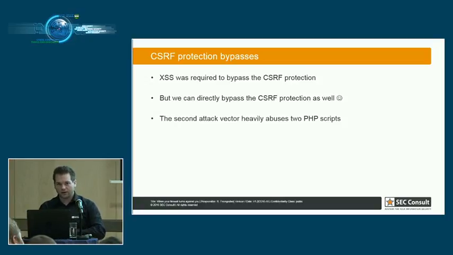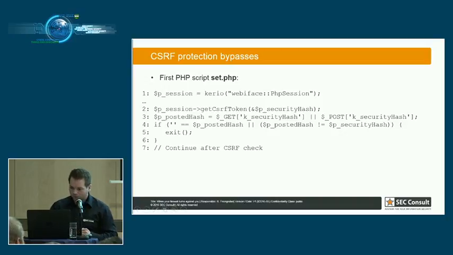And in the second attack vector, I basically abuse functionality from two scripts. The first script is called set.php. It contains this code here. The idea is, I get here the security hash from the victim, from the visitor. So it's from the GET parameter or from the POST parameter. And then I have the correct security hash, which is a random number for the complete session. This is the correct security hash here.